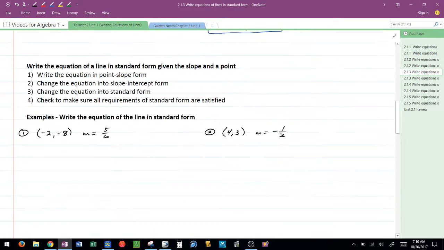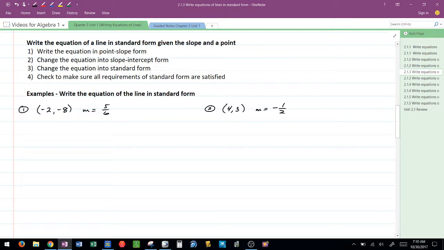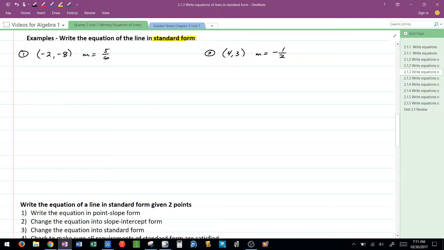All right, so what if they give me information and they want me to write the equation in standard form? So I'm going to write the equation. All right, first thing I look and see, what do they give me? They give me information that would entail point slope. Okay, so I'm going to jump right in. Y plus 8 equals 5/6 times x plus 2.